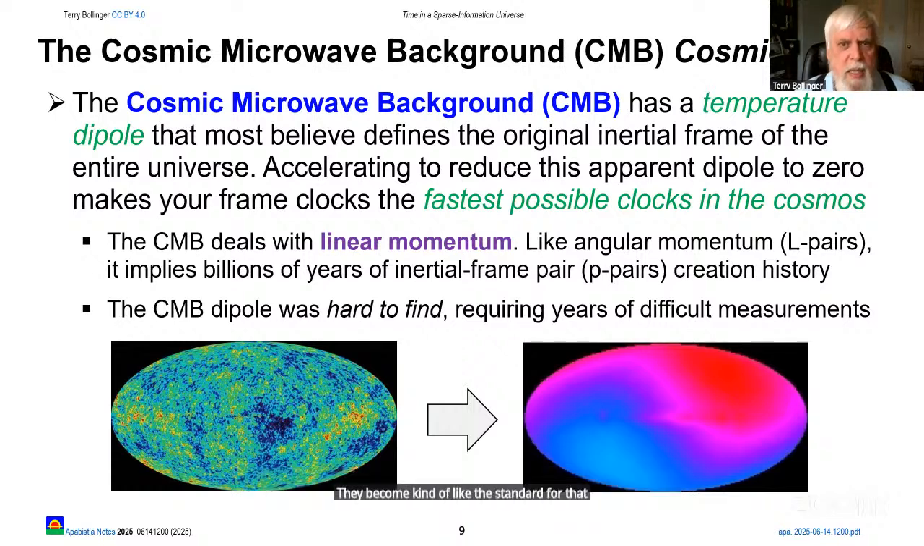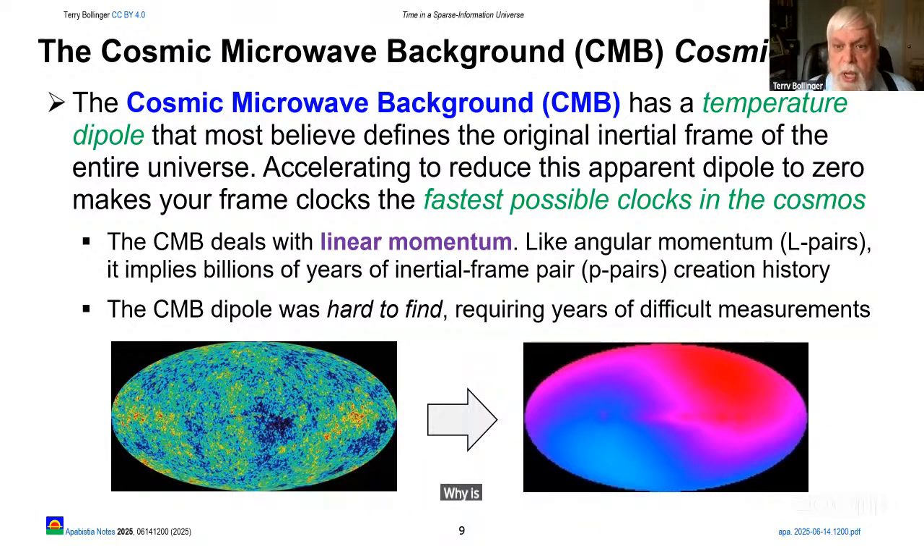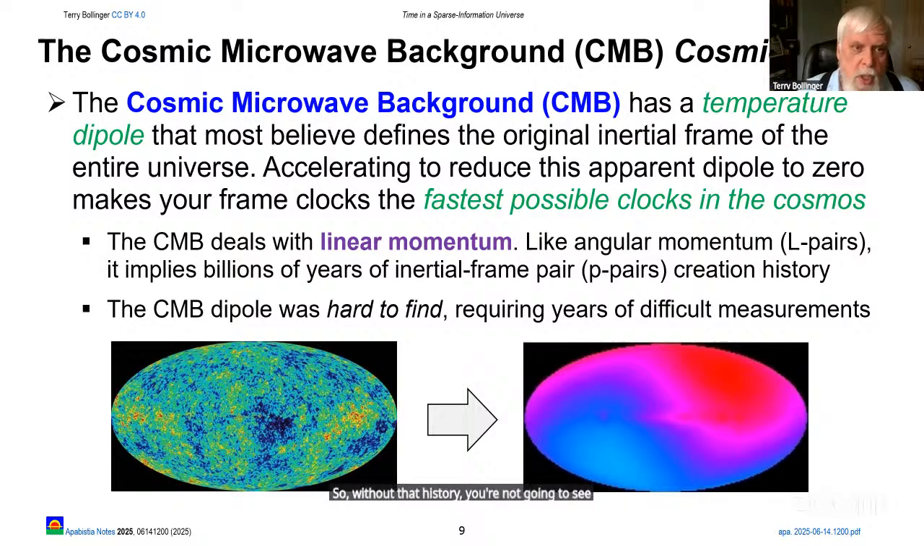Now, again, this is a heretical way of doing it, but it's also extremely self-consistent once you realize there's a scale issue with the application of the symmetries. Why is there a scale issue? Because they all have origins. You can't ignore the history. Poincare systems are created and they have sizes. So you have the Poincare symmetry over a certain size, such as the interior of a spaceship. Without that history, you're not going to see this stuff.